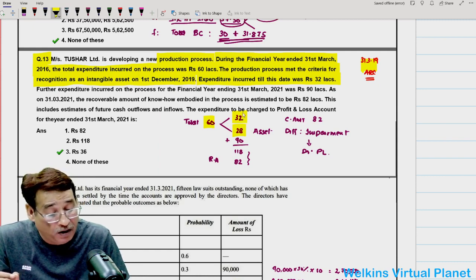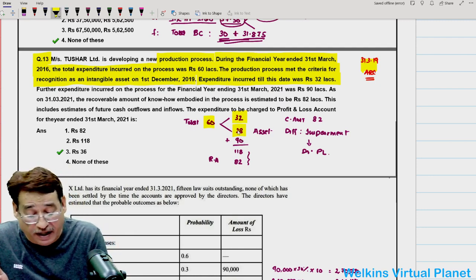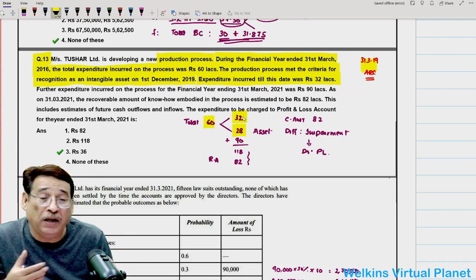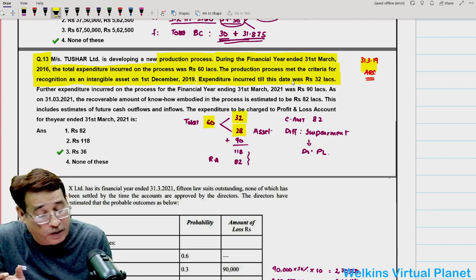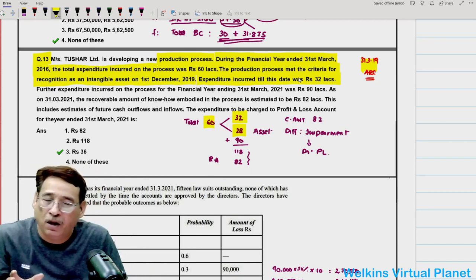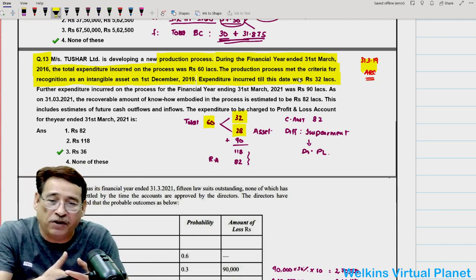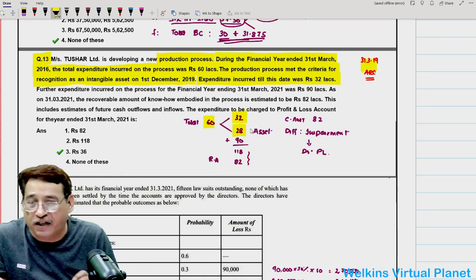Is it clear? Now, further the question states that it is very important, because many among us could commit a mistake by capitalizing 32. You need to understand expenditure incurred till date was 32. That means 32 you already spent. So whatever rest of the expenditure is there related to this particular process will now be recognized as an asset.